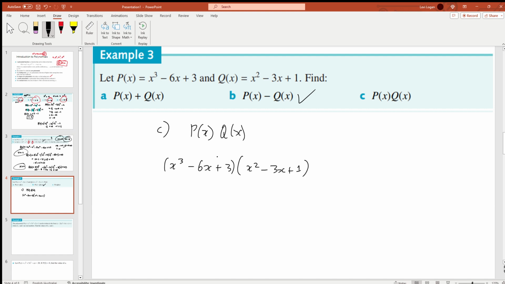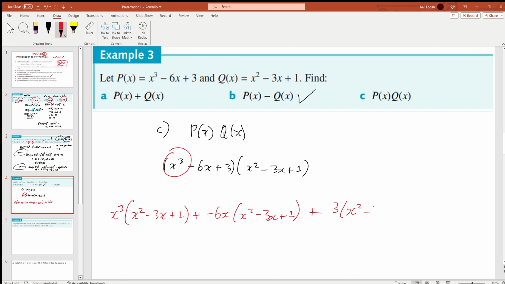Now, I don't like to do the FOIL really. I like to just write it a bit differently. So it's going to be this term multiplied by that whole bracket. So why don't we just write it down here? So it'll be x cubed multiplied by that whole thing, x squared minus 3x plus 1. Then you're going to go plus, and then the next term, which is negative 6x, also times by the whole bracket, x squared minus 3x plus 1. And then you're going to go plus the next term, which is 3, times by the whole bracket again. So x squared minus 3x plus 1. Righto. So now you do distribution of all these guys here.